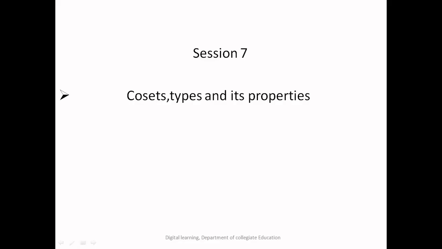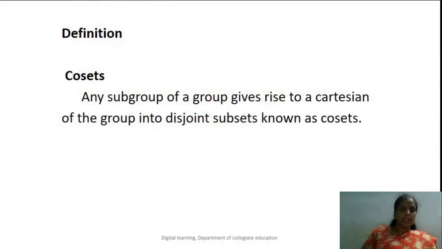In this session 7, let us discuss the definition and types of cosets and their properties. Any subgroup of a group gives rise to a partition of the group into disjoint subsets. We have to remember the partition of the group, and that it is into disjoint subsets. If disjoint subsets are there of the partition of the group, then these are called cosets.